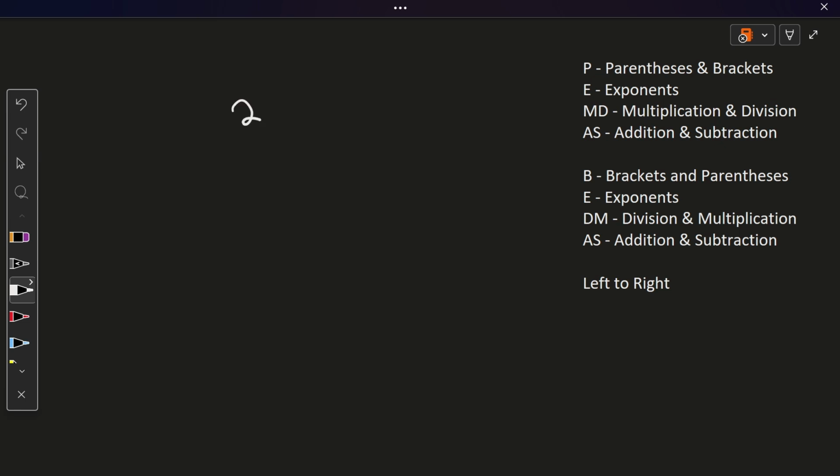Let's try another example. Here we have 2 to the power of 3 plus 4 to the power of 2. Are there any parentheses or brackets in this equation? Nope. Are there any exponents in this expression? Yes, there are. And so let's go ahead and evaluate these exponents. So 2 to the power of 3 is the same as 2 multiplied by 2 multiplied by 2, because our coefficient 2 is being multiplied by itself 3 times. Likewise, we have the coefficient 4 multiplied by itself 2 times. And so this is what our equation looks like when it's broken down in terms of multiplication.